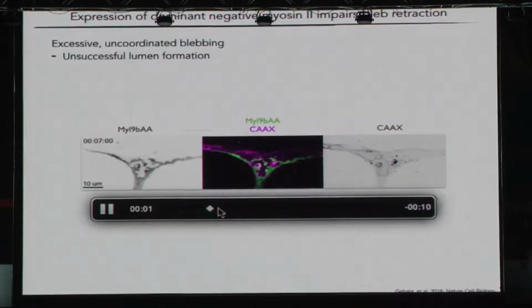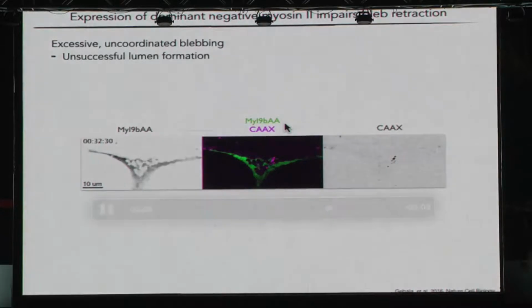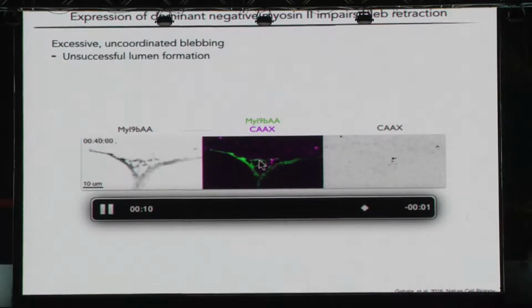And to test this hypothesis, we expressed dominant negative myosin II specifically in endothelial cells during the phase of lumen formation. And this is an example of a cell in green overexpressing dominant negative myosin II. And I hope you can see that the apical membrane is blebbing excessively and in an uncoordinated manner so that you do not see a lumen formed.